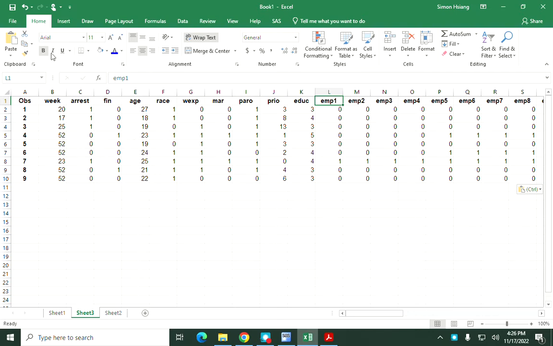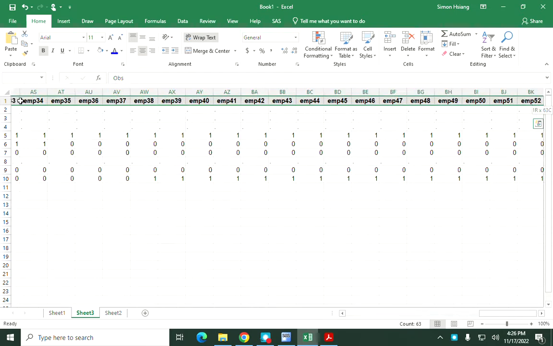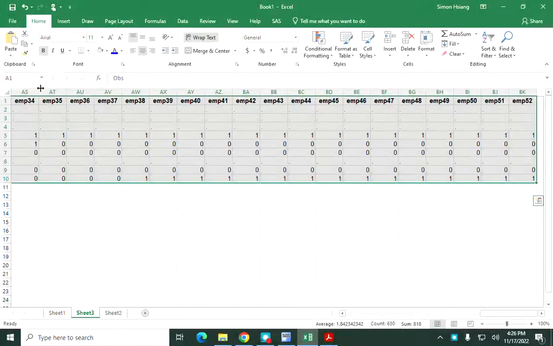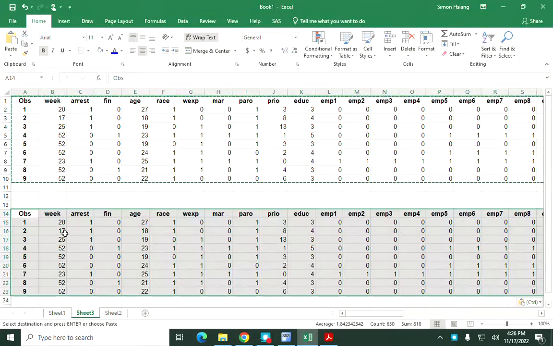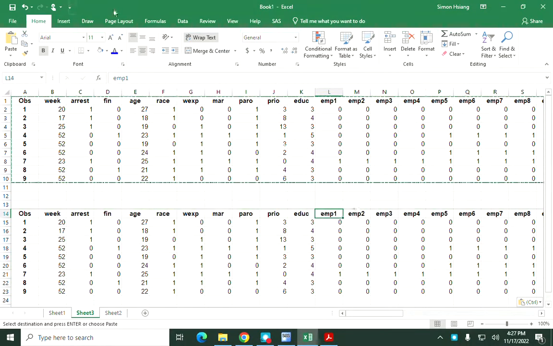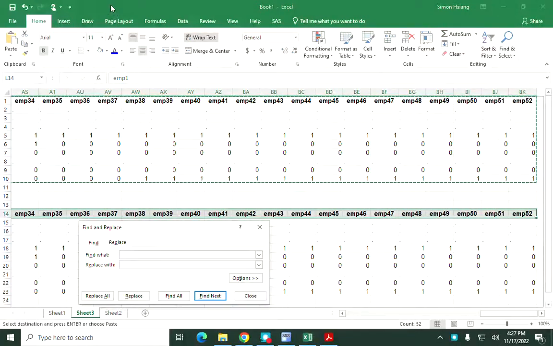Okay, let me just do this. Okay, and we're not changing anything there except this. Control H, change employed to fired, or no, just off job. Okay.